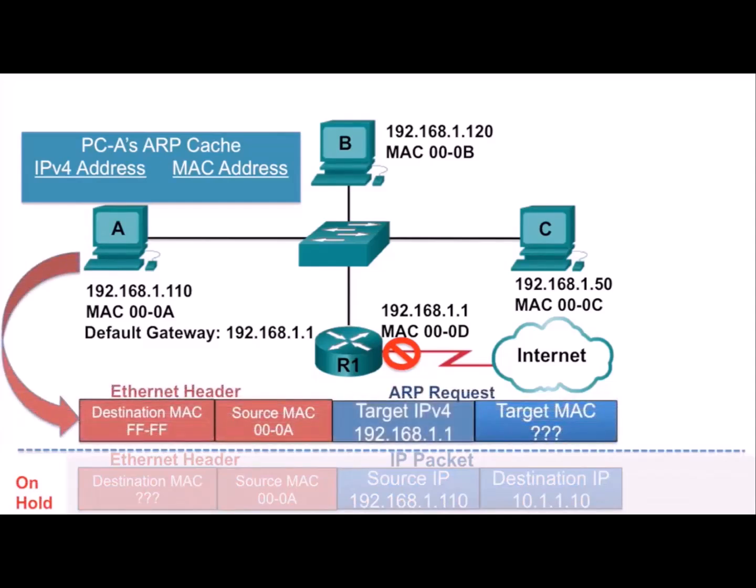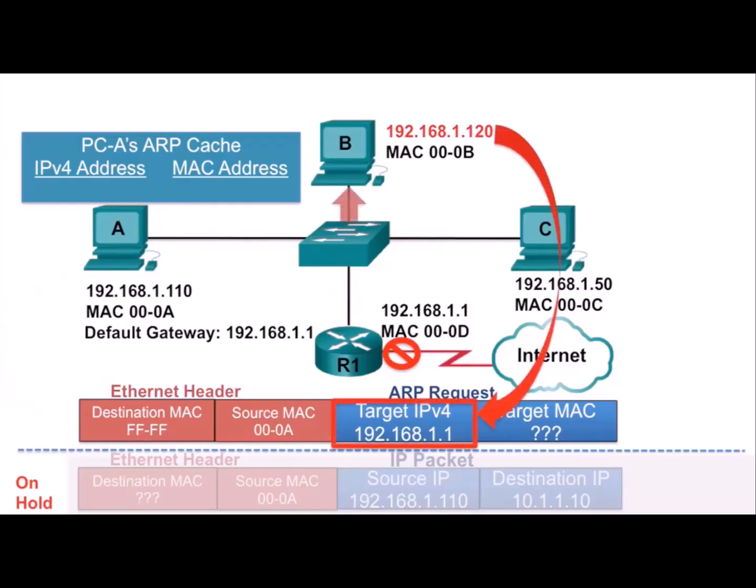The ARP request has the IP address of the router, 192.168.1.1, and the target MAC address is unknown. The destination MAC address of an ARP request is a broadcast. So it will be sent to the switch, and the switch will flood it out all ports except for the incoming port.